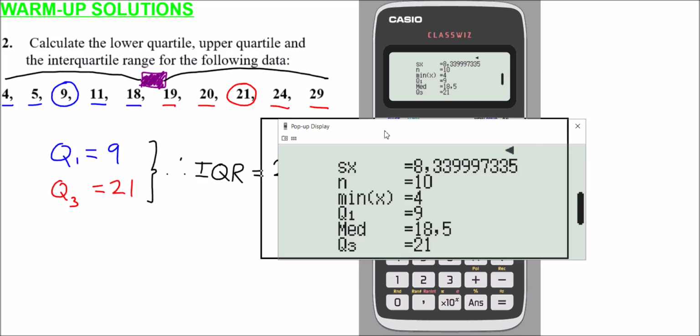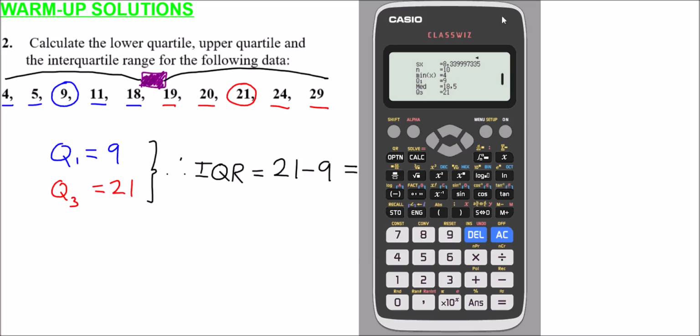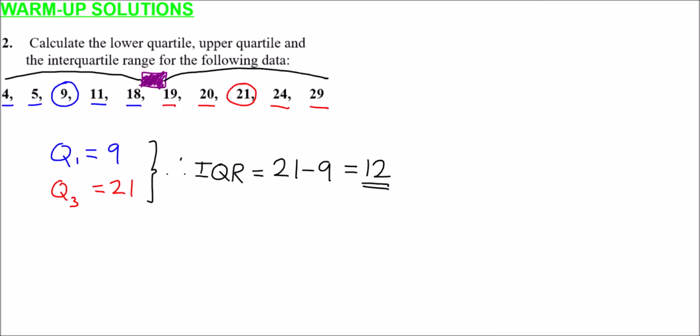This calculator doesn't tell you the interquartile range, it doesn't quite do that much for you. But obviously, once you've got Q3 and Q1, I'd like to imagine you can do this next step yourself by doing 21 minus 9, which should give you 12, which is indeed what we got doing it manually. So that's all there is for question 2.